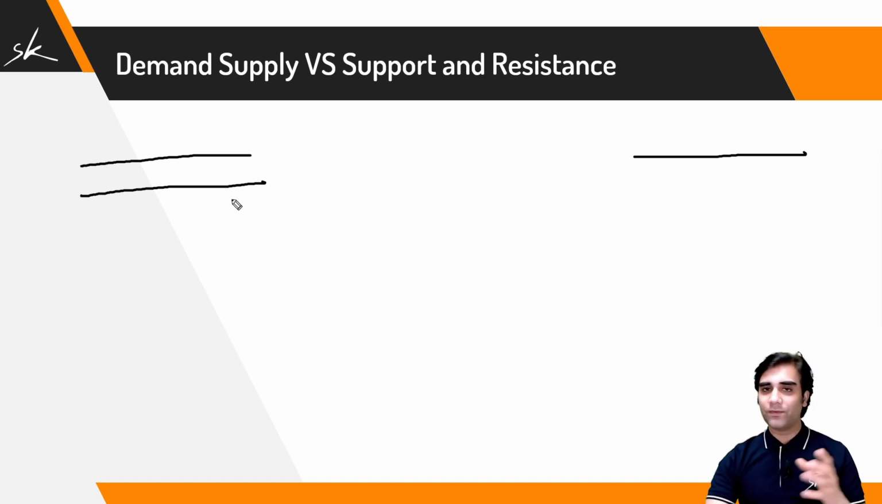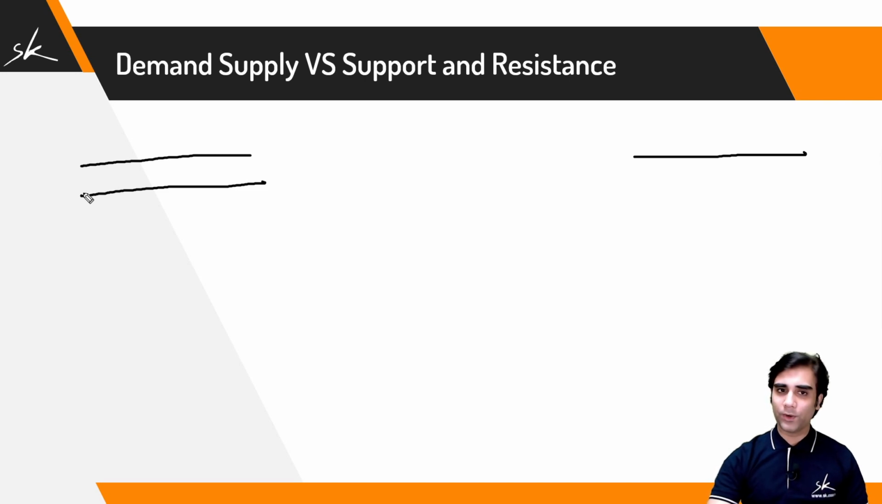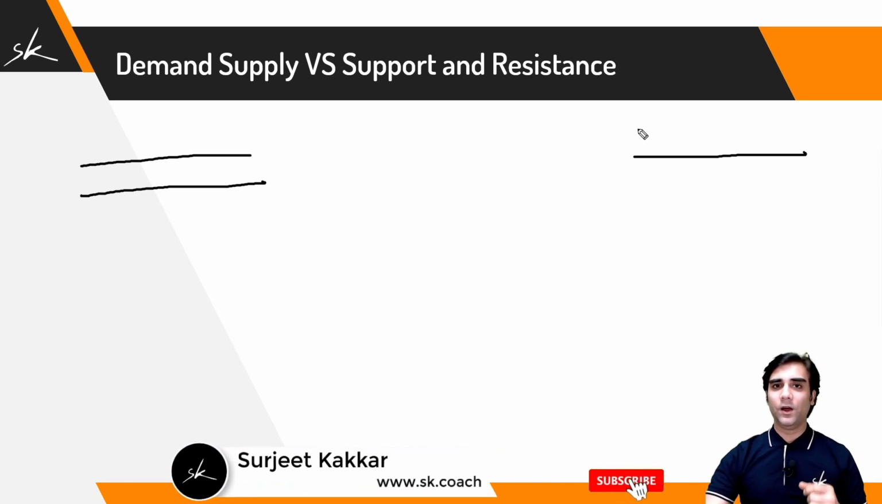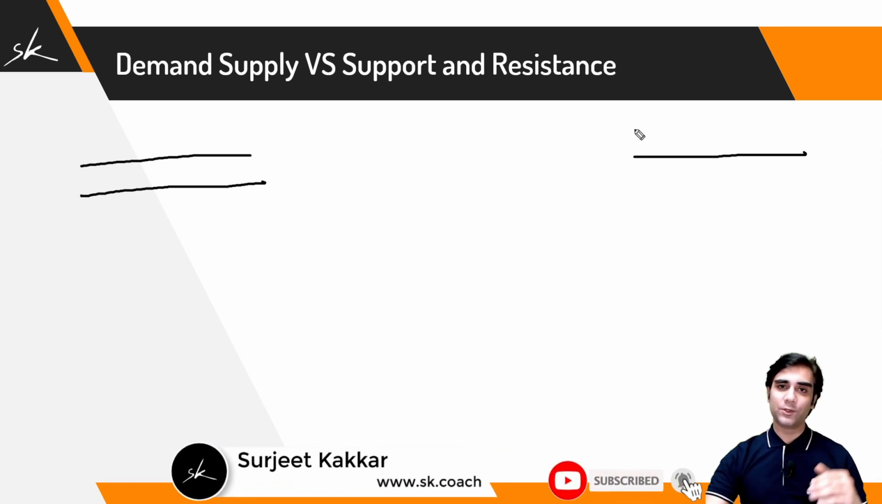So that is the difference number one, that when we talk about demand and supply, we don't talk about one single price point. We talk about a range, which is our demand zone, which is our supply zone, versus support and resistance, where we only have one single line, which in itself is a very big challenge, where that line should be drawn, what should be the exact price. So that is the difference number one.